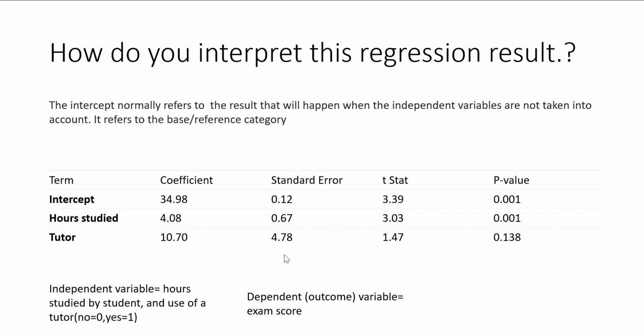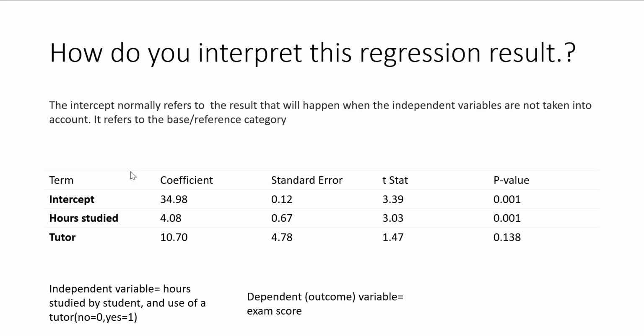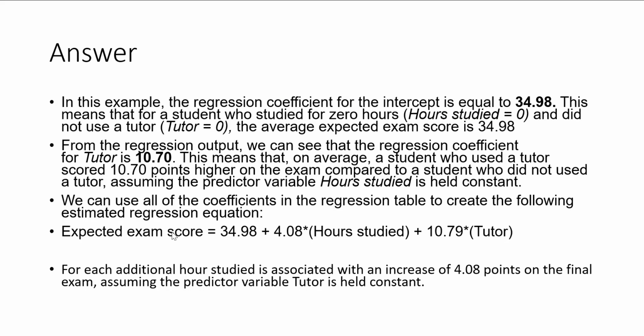Now, if I want to interpret everything together, what will I say? I've explained the intercept. All these things are called the regression coefficients. So if you want to explain everything at once, you can now say that each additional hour studied is associated with an increase of 4.08 points on the final exam.